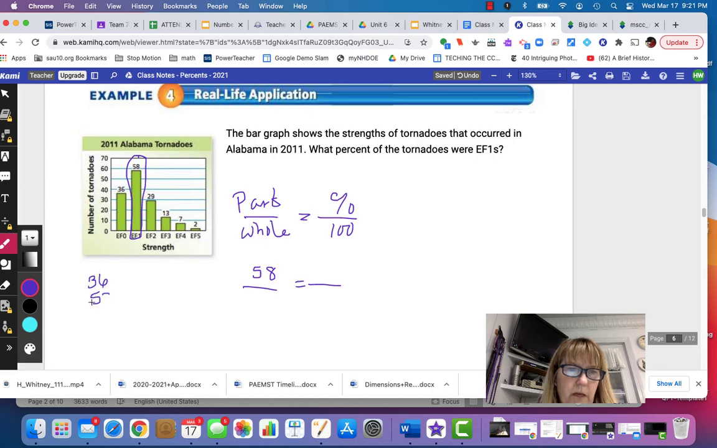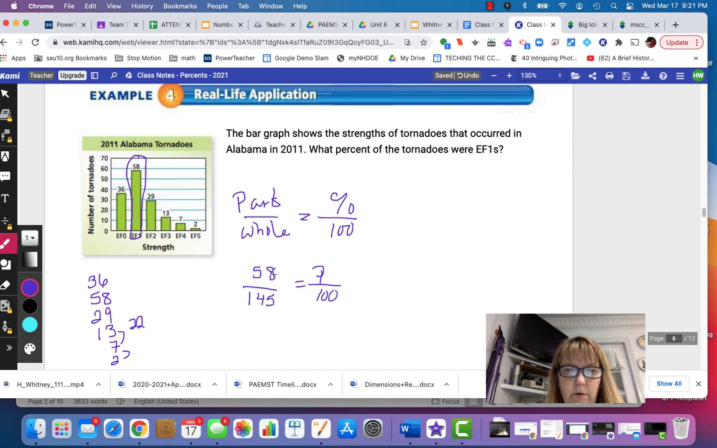So that would be 36 plus 58 plus 29 plus 13 plus 7 plus 2. Let's see if we can clean this up a little bit. So we have 36. This would be 20 and that would be 22. So it's fewer numbers I have to enter on my calculator. So we have 36 plus 58 plus 29 plus 22 gives me 145. So there was a total of 145 tornadoes and 58 of them were EF1s. We don't know what the percent is, so that's P.